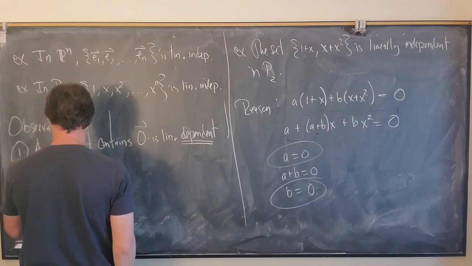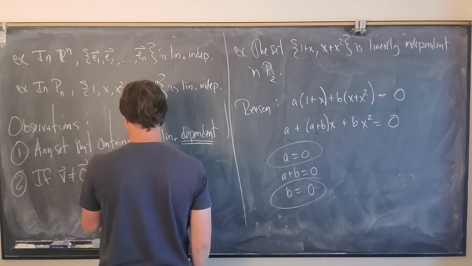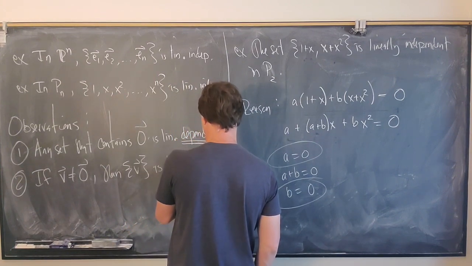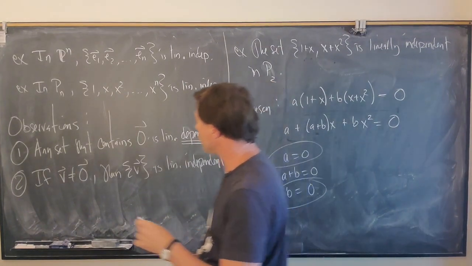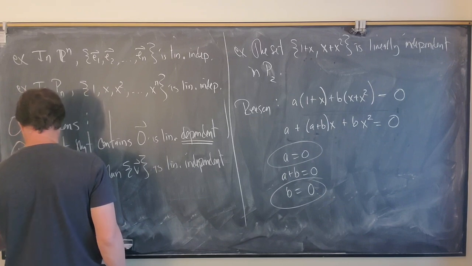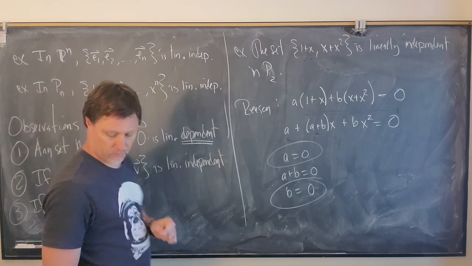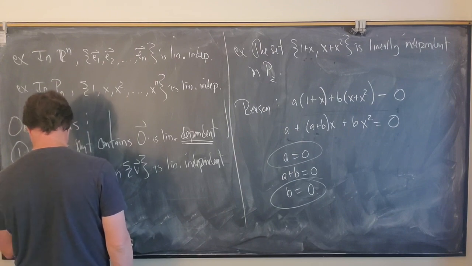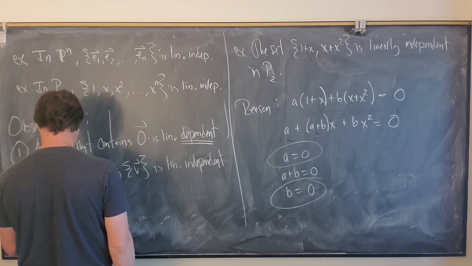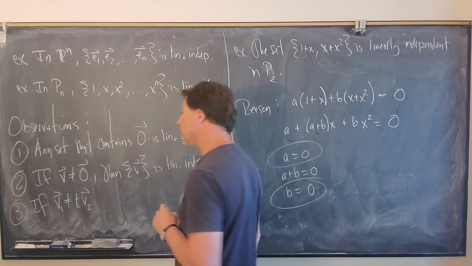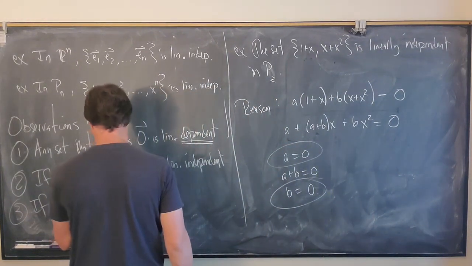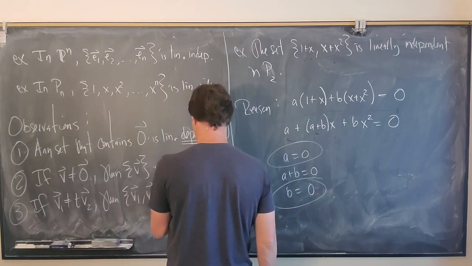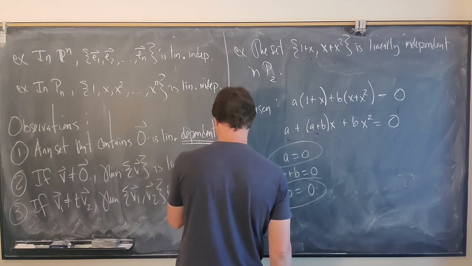If v is not equal to the 0 vector, then the set consisting just of v is linearly independent. Also fairly obvious. And then the third one, if v1 is not a scalar multiple of v2, then the set consisting of v1 and v2 is linearly independent. So these are nice facts to hold on to.